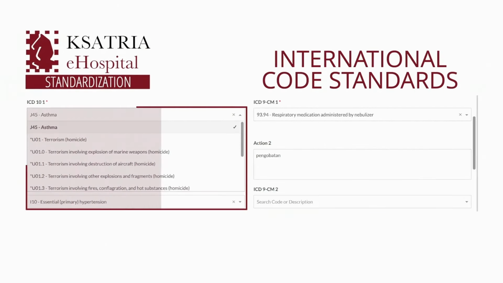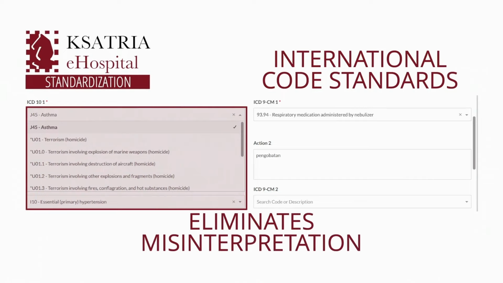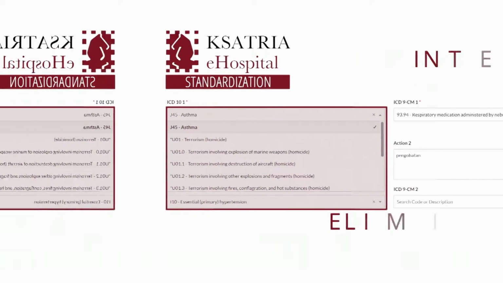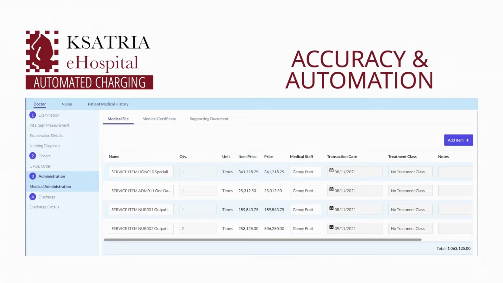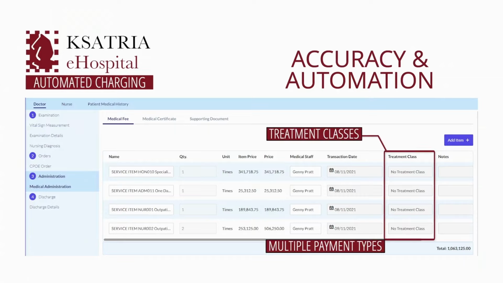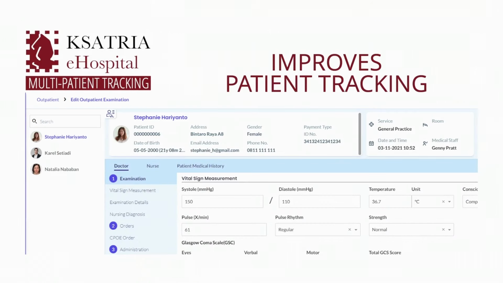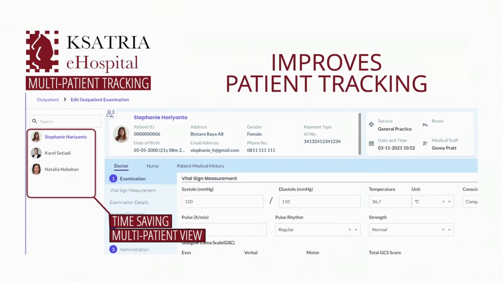Using internationally recognized codes for diagnosis and procedures, leaving no room for misinterpretation. Ensure your hospital applies accurate and automated charging with various payment types and treatment classes. Switch between patients without leaving the main screen, saving time and improving patient tracking.